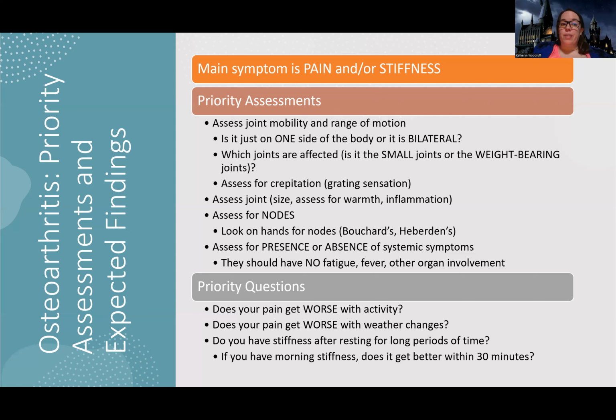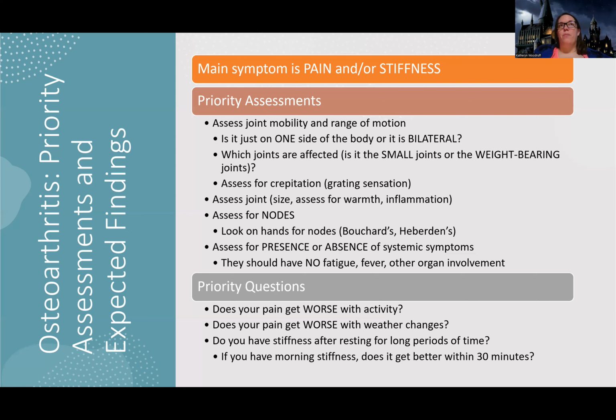And then something that is specific to osteoarthritis is what's called crepitation, or a grating sensation. I described this a little when I was talking about turning a patient that had a fracture, where the broken bones were grating up against each other and rubbing against each other. As a result, it left a really strange sensation. It's like bone on bone. The same thing can happen here.